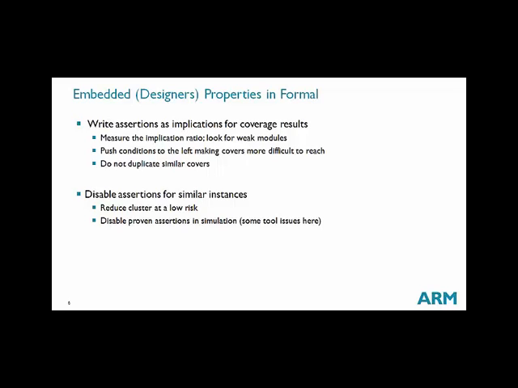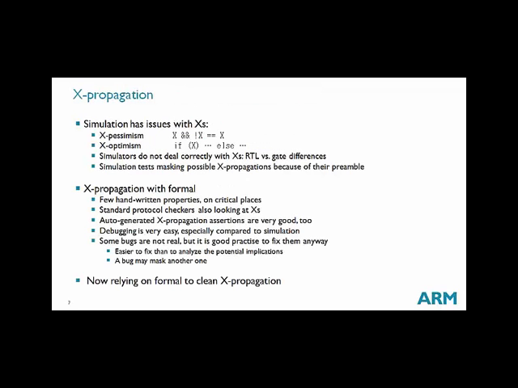Also, we want to be able to use results coming from formal in order to decrease the simulation effort. So here the idea is to look at all the proven assertions and simply not run them in simulation for speed concerns. Now, I'm going into more specific kinds of assertions. The first ones are checking for X-propagation.